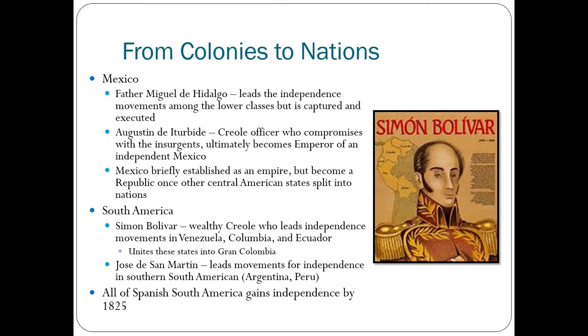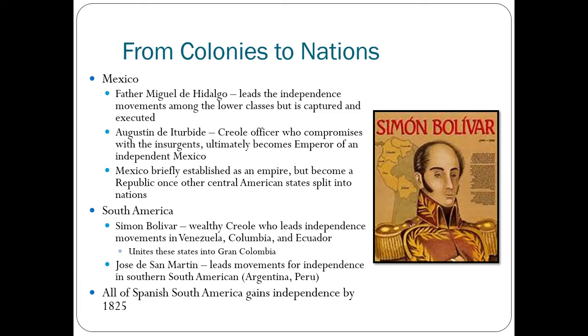So first we're going to talk about Mexican independence. Mexican independence starts with Father Miguel de Hidalgo. He leads the independence movement. However, what we're going to see in Mexico is the Creoles will win out. Miguel de Hidalgo rallies the lower classes, but again, the Creoles look to Haiti and they say, we don't want that to happen. We don't want a country where the lower classes are in charge. Hidalgo will be captured and executed. The independence movement will be taken over by Agustin de Iturbide.